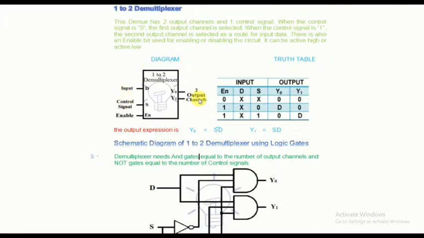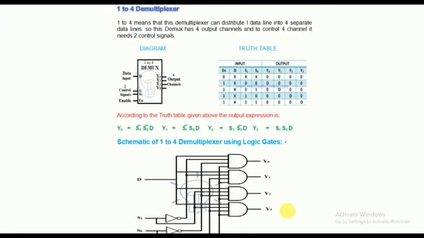In the 1x2 demultiplexer, we have two output channels and one control signal. When the control signal is 0, the first output channel is selected. When the control signal is 1, the second output channel is selected. In the diagram, we can show the input, control signal and enable pin, and on the opposite side, we have the output channels.